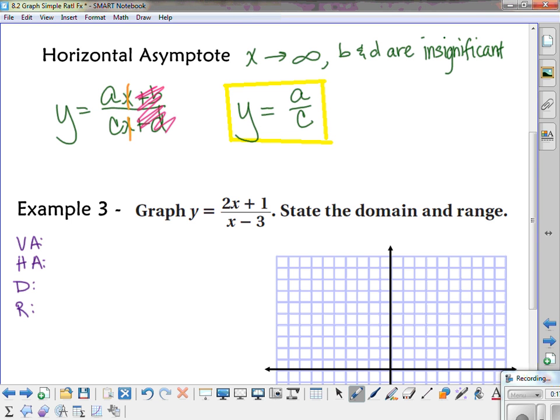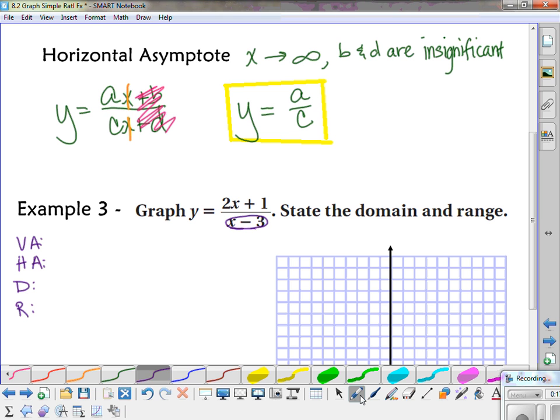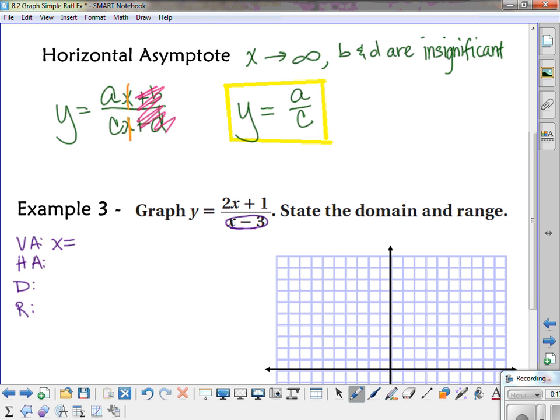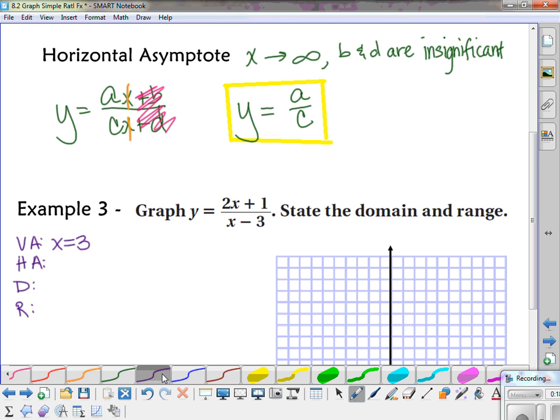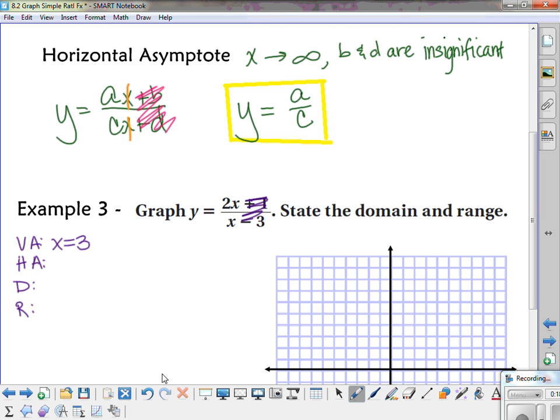Okay, so for my vertical asymptote, that means x minus 3 would have to be equal to 0. So what would x be? Positive 3. So x equals 3 is my vertical asymptote. And as x approaches infinity, these become insignificant. My x's cancel out. What am I left with? 2 over 1, or just 2. So y equals 2 is my horizontal asymptote.